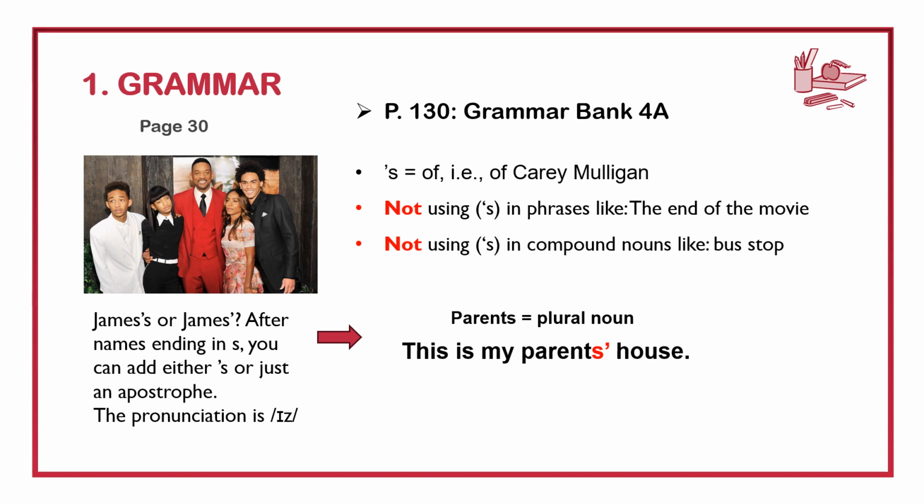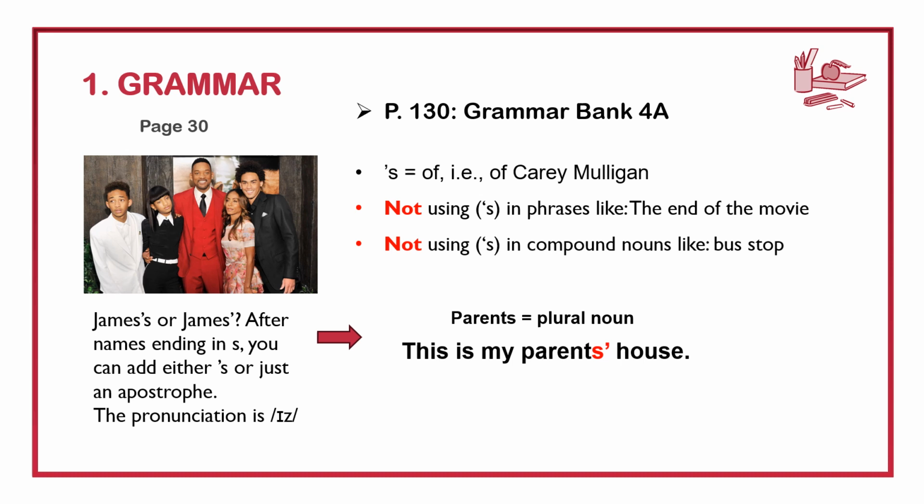The first apostrophe S is not possessive S here. It's the verb is. So it's actually it is. It's the contracted form of it is. So you need to be careful not to confuse them.